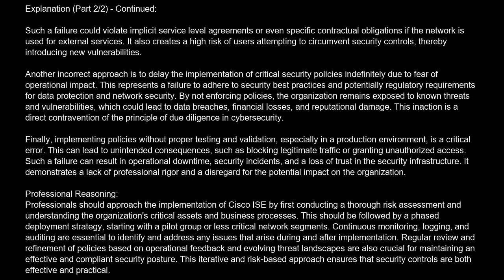Professional reasoning. Professionals should approach the implementation of Cisco ISE by first conducting a thorough risk assessment and understanding the organization's critical assets and business processes. This should be followed by a phased deployment strategy, starting with a pilot group or less critical network segments. Continuous monitoring, logging, and auditing are essential to identify and address any issues that arise during and after implementation. Regular review and refinement of policies based on operational feedback and evolving threat landscapes are also crucial for maintaining an effective and compliant security posture. This iterative and risk-based approach ensures that security controls are both effective and practical.